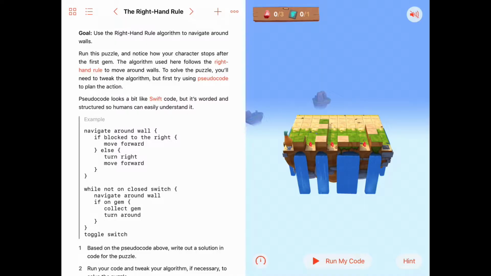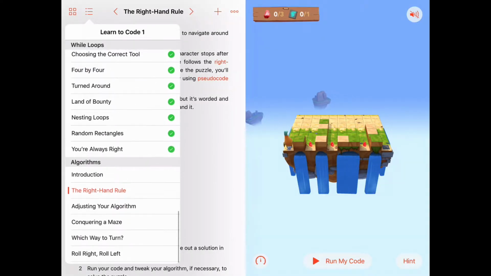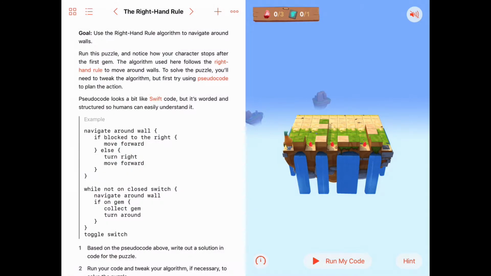Hello. Today we're starting a new chapter called Algorithms. This is our first activity, called the right-hand rule, in the Algorithms chapter of Code 1.